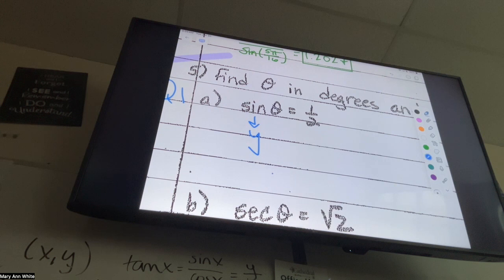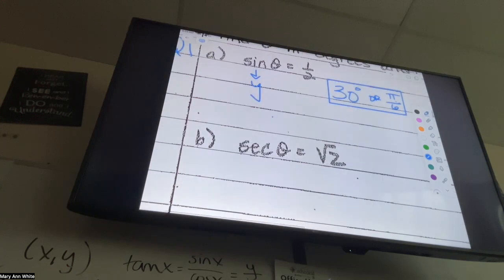30, good, or pi over 6, good. And I want both of those answers, 30 or pi over 6. So we're just doing the reverse of what we just did. Okay. Let's just jump down to B since I can see that already on my screen.